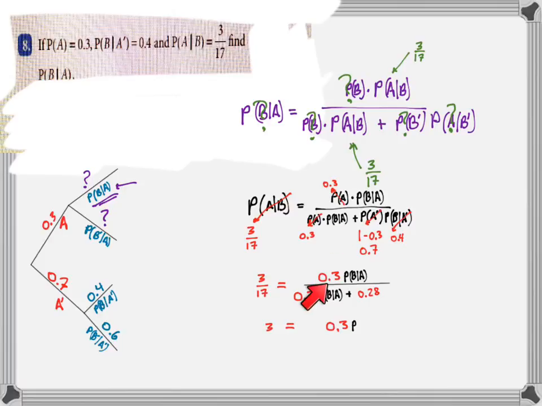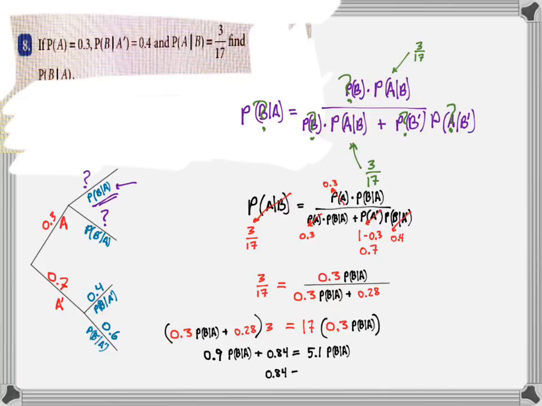With variables on the top and bottom, I'm going to treat this like a proportion and cross multiply. Collect like terms after I distribute the 3 and the 17. And then divide. The probability of B given that A is 0.2.